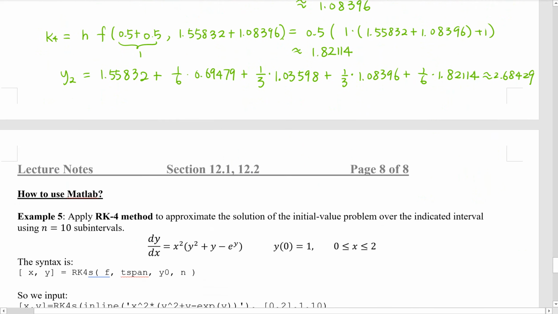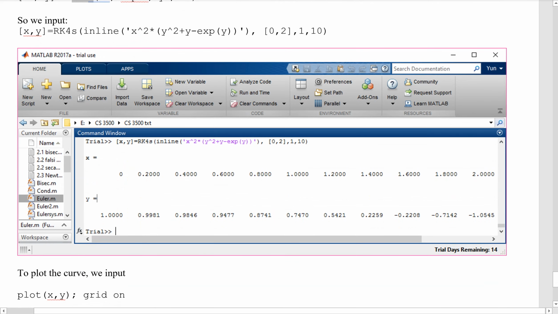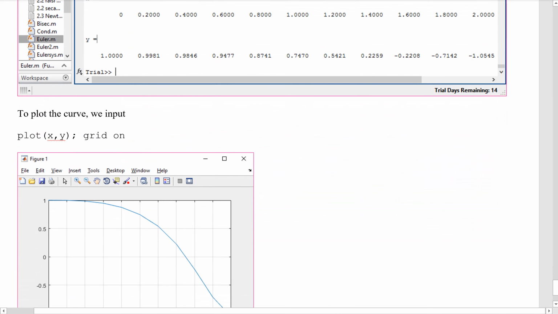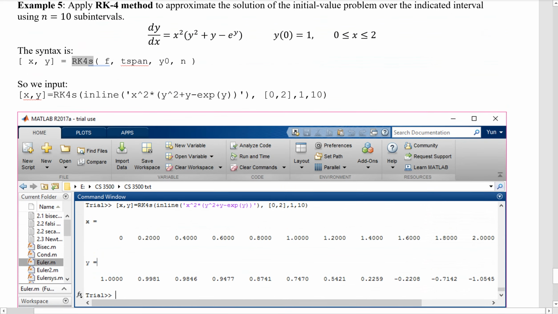Okay, how to use MATLAB. Okay, so example 5, apply the Runge-Kutta method to approximate the solution of the initial value problem over the indicated interval. So this function is like what we had last time. Runge-Kutta method, change the syntax to RK4S. Okay, and we will see 10 points, and we also get these values, and we can plot the curve, and this is the curve. Let's do it again in Octave.